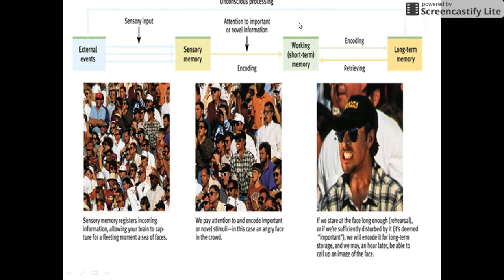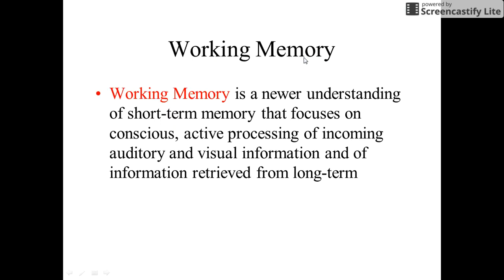Another term for short-term memory is what's known as working memory. Working memory is a newer understanding of short-term memory that focuses on our conscious, active processing of incoming information, visual information, auditory information. And it's also talking about information from your long-term memory. So short-term and working memory are oftentimes used interchangeably.